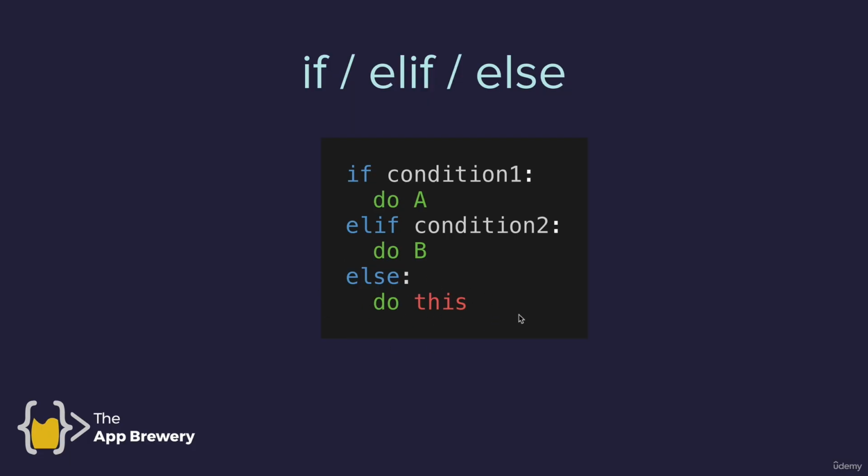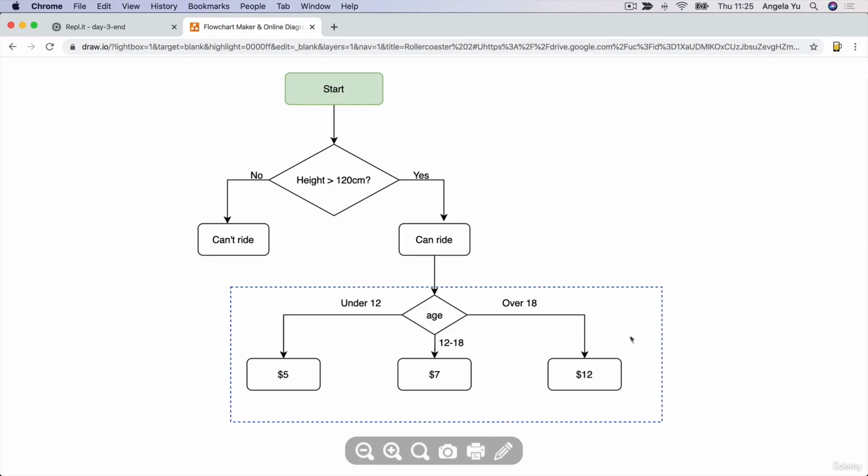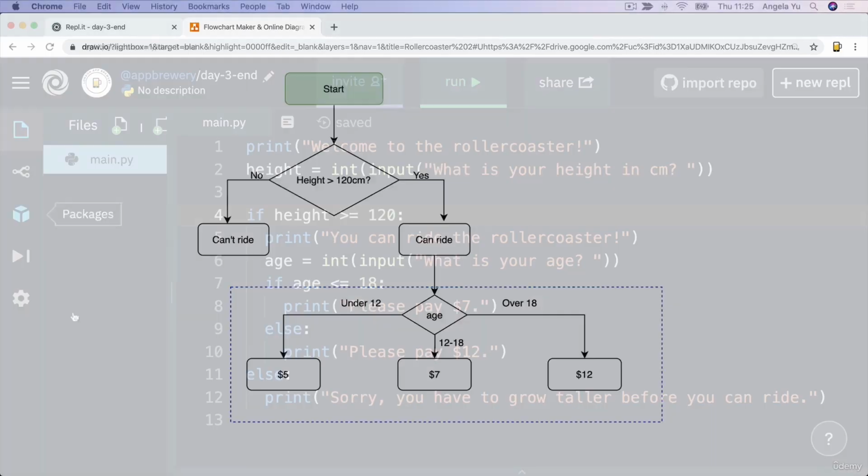Our flowchart now looks something like this. And this is the logic that we're trying to program. Once we're inside this nested if statement, we're going to check if their age is under 12, in which case they should pay $5. If they're between 12 and 18, then they should pay $7. And finally, if they're over 18, then they should pay $12.